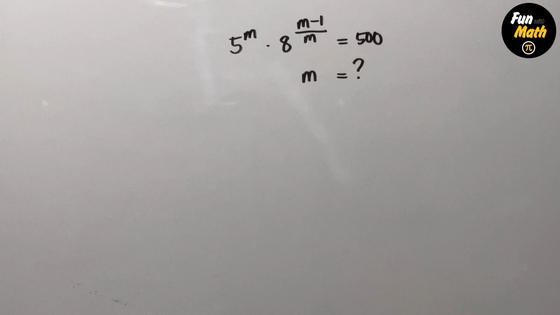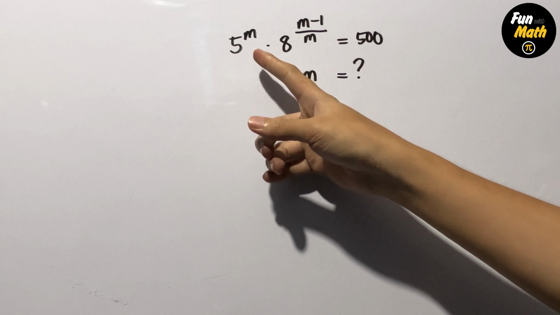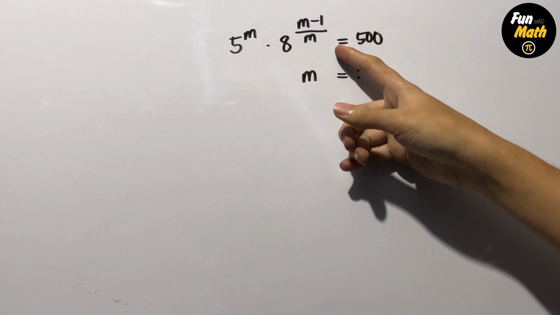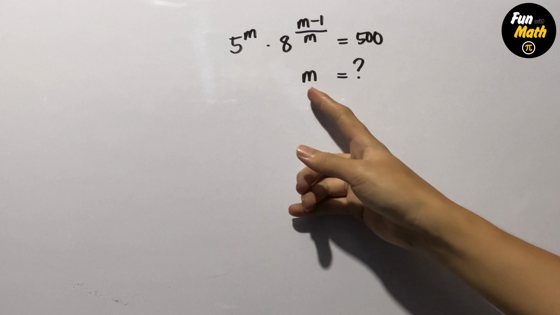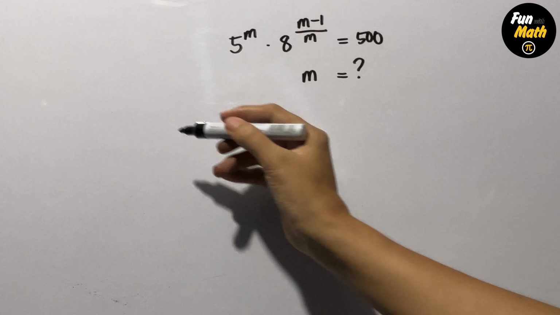Hey guys, here's another problem. 5 to the power of m times 8 to the power of (m minus 1) over m is equal to 500. Find the value of m. So here's the solution.